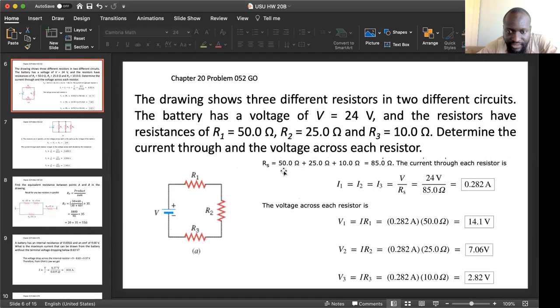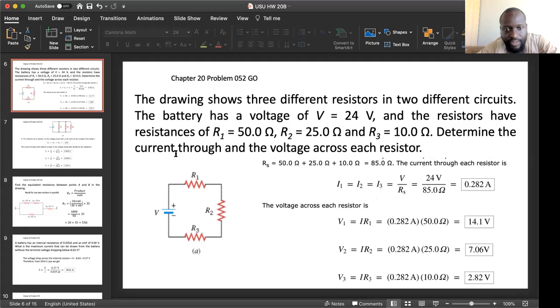So since they are in series, my R total in series is just R1 plus R2 plus R3, 50 plus 25 plus 10, gives me 85. And then the current through each resistor is the same. So it's my total current. I1 is I2, is I3, which is the total current, which is voltage over total resistance. Voltage is 24 volts, total resistance I just got as 85. So I get my total current. Now, the current is the only thing that's the same for these guys.